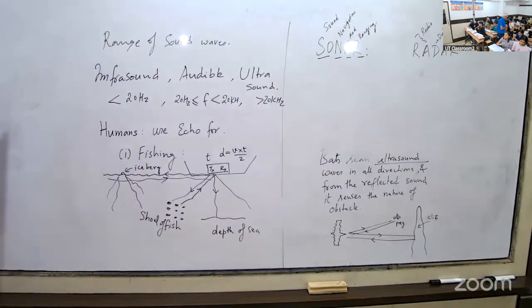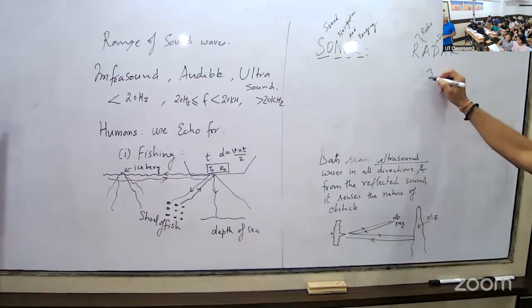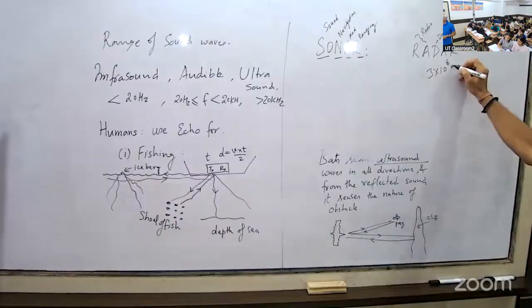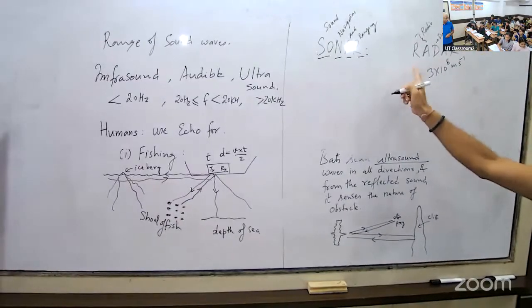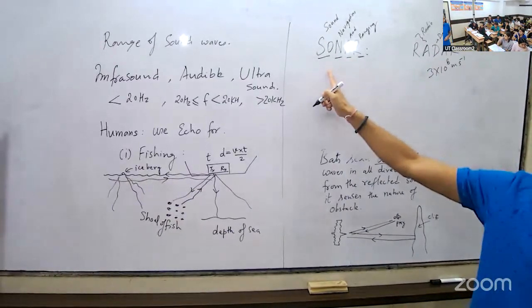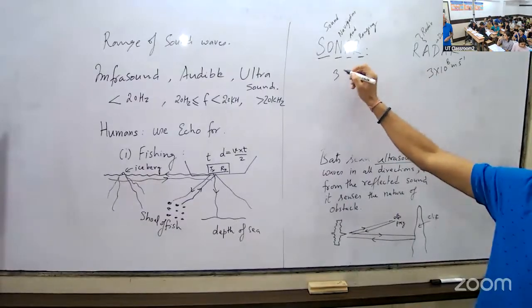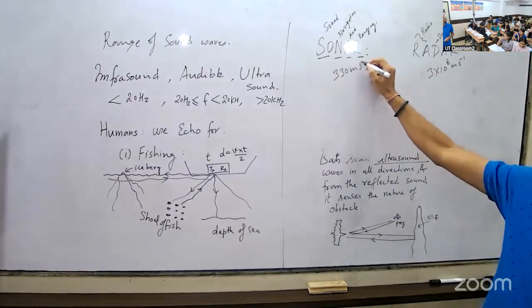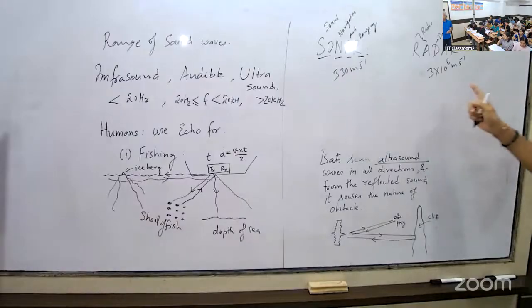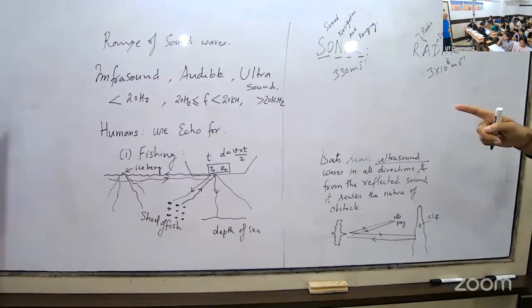So what will radar use? Radio wave. What will be the difference between the two devices? Radar will be very fast. It is using radio wave. Which wave are we using here? Sound wave, which is roughly 330 meter per second. So radar is a million times faster than us.